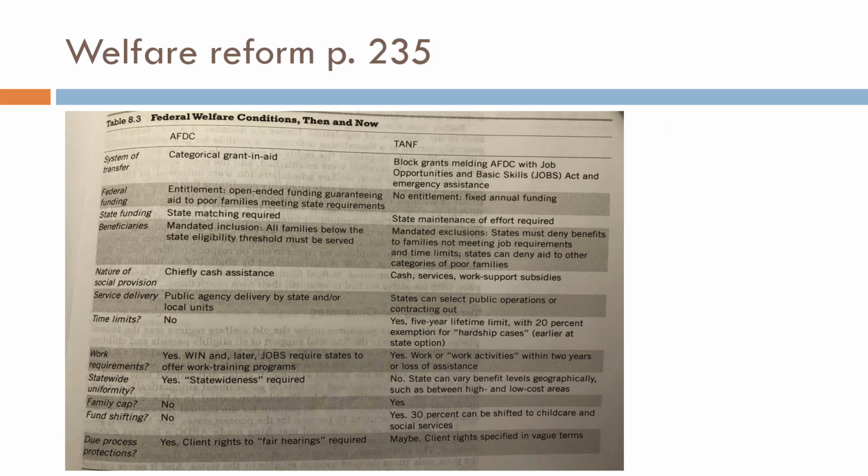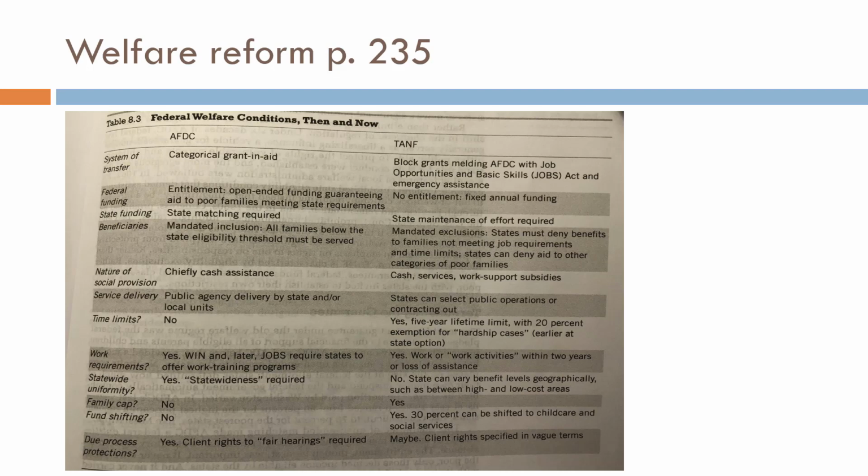State funding, I didn't go over maintenance of effort, but essentially it's different than state matching, like I was talking about before. Beneficiaries, in terms of those who are actually receiving the services or benefits: AFDC mandated inclusion. All families below the state eligibility threshold had to be served. Now it's almost the opposite. States have to deny benefits to families not meeting certain welfare-to-work requirements and time limits, and they can deny aid to other categories of poor families. In terms of the nature of the service provision, under AFDC, it was primarily cash assistance. Now it's a combination of cash, services, and work support subsidies.